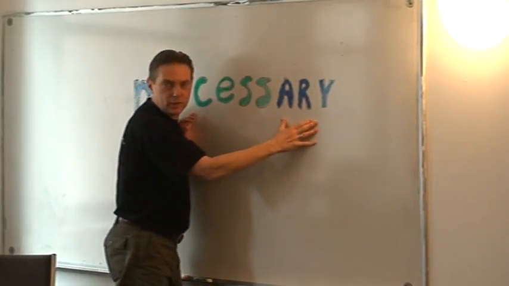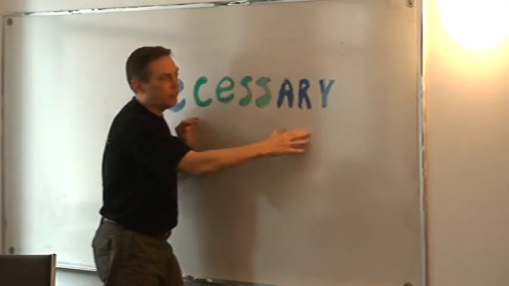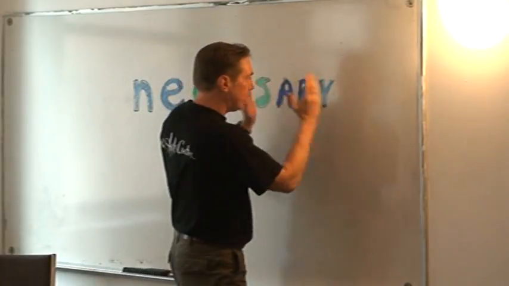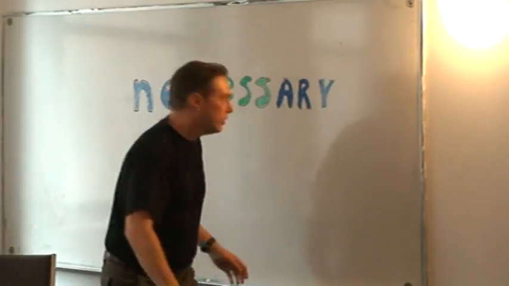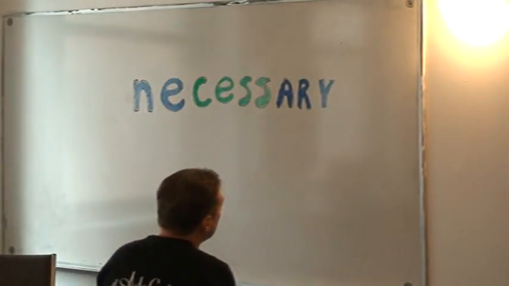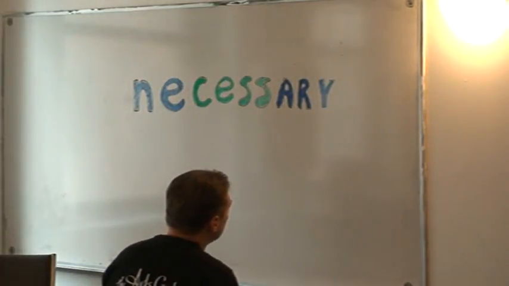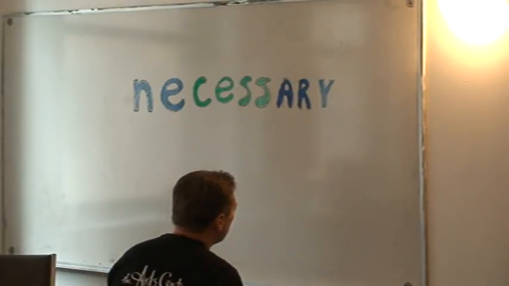Then you do the same thing with the ARY, right? So you get just this chunk by itself, not in the context of the word, but just this chunk by itself. You're looking at it, your eyes are up to your left, you're seeing it, you're closing your eyes, you're seeing it, you're closing your eyes, you're doing this over and over again, until when you look at it, you just see ARY.